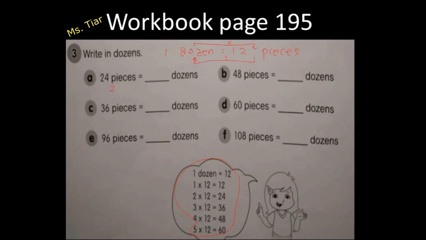So over here we have 24 divided by 12. Find it by yourself. 36 divided by 12. 96 divided by 12. 48 divided by 12, 60 divided by 12, 108 divided by 12. We have the clue here. You just need to continue the counting.